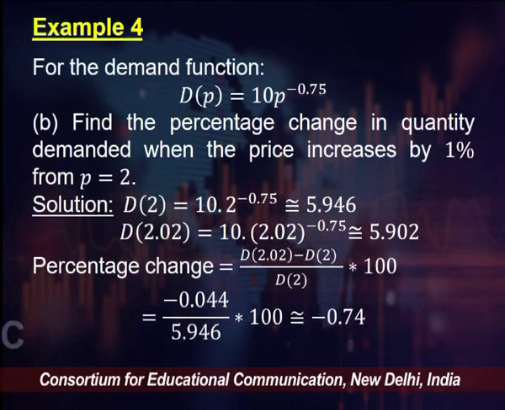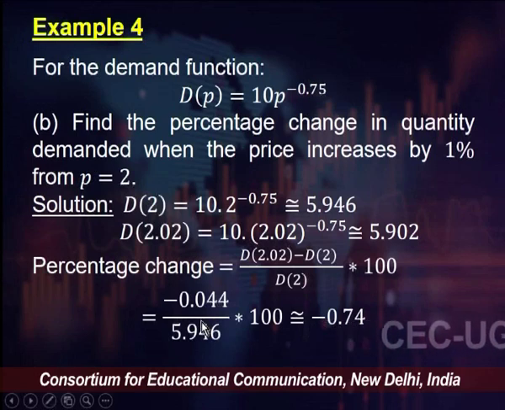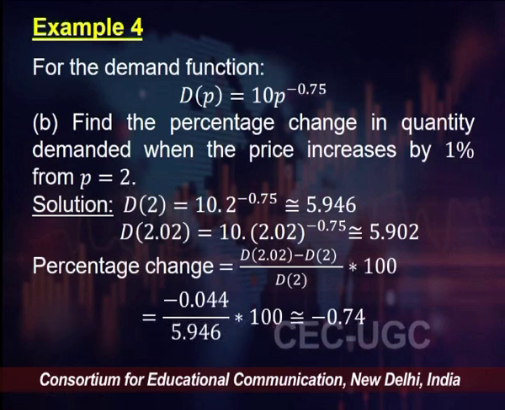So when we calculate the percentage change in discrete changes, that's the new value minus the old value divided by the old value, or the final value minus initial value divided by the initial value. So the final value would be D of 2.02, which is 5.902, minus D of 2, which is 5.946, divided by D of 2 times 100, and that then gives us minus 0.044 in the numerator divided by 5.946 into 100, and that is approximately minus 0.74, which actually, if you notice, is consistent with the price elasticity of demand that you had calculated in part A, which was minus 0.75.